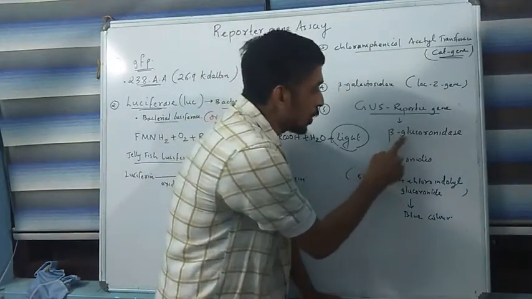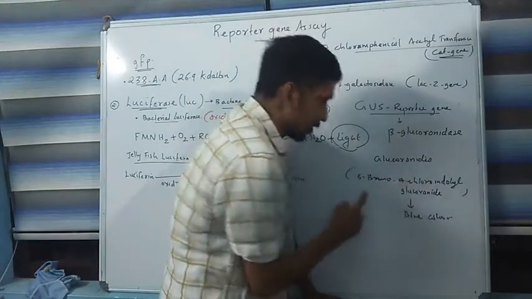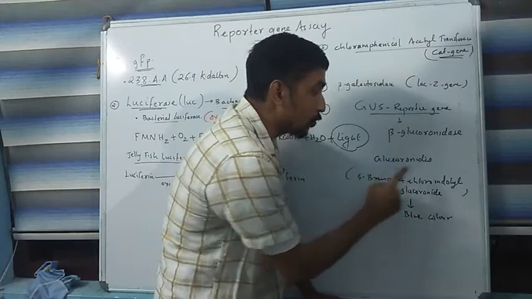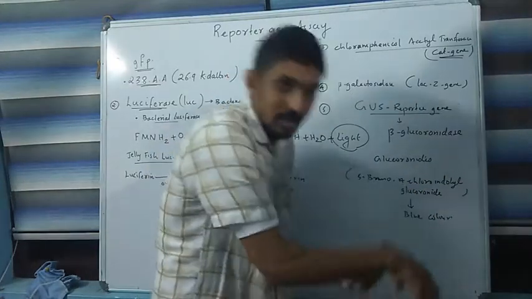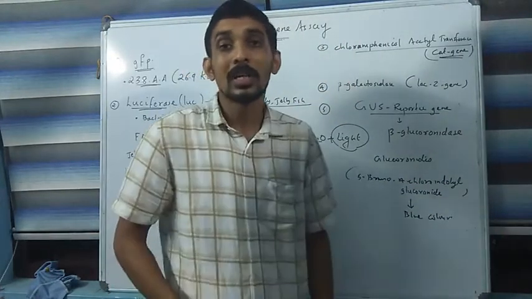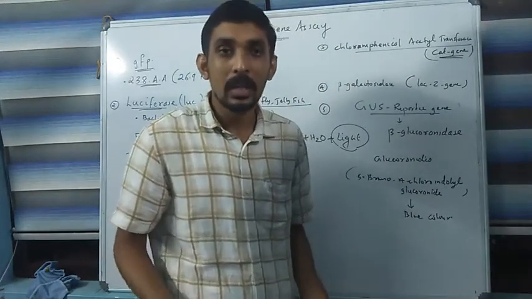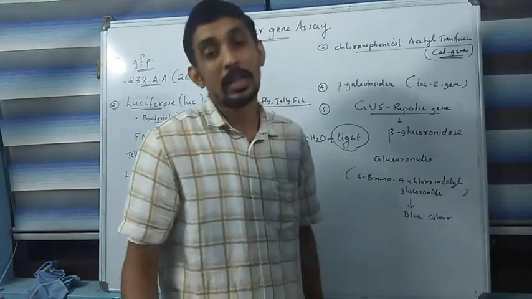So this beta-glucuronidase converts the glucuronide, 5-bromo-4-chloro-indolyl glucuronide, into a product which gives blue color. So it is also considered a reporter gene because its gene product shows blue color, which can be easily visualized.